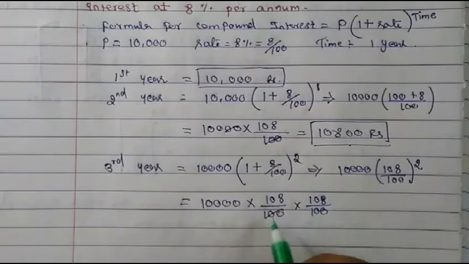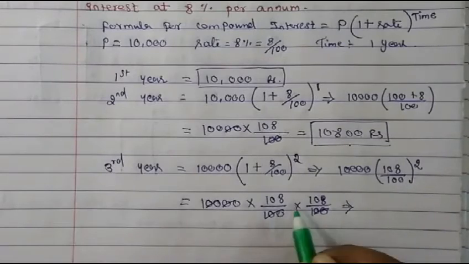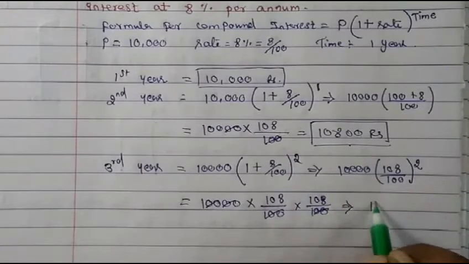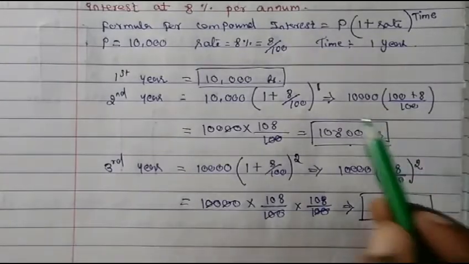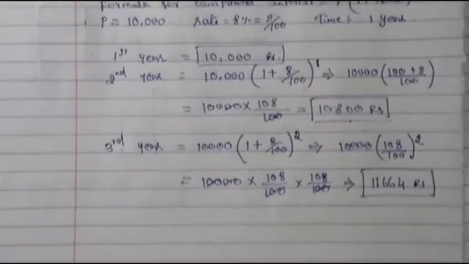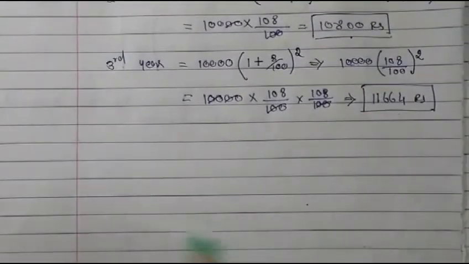So the 20 gets cancelled. When you multiply 108 into 108, we get 11,664 rupees. So this is the another year. So we have got at least 3 values. Let's write down the 3 values.